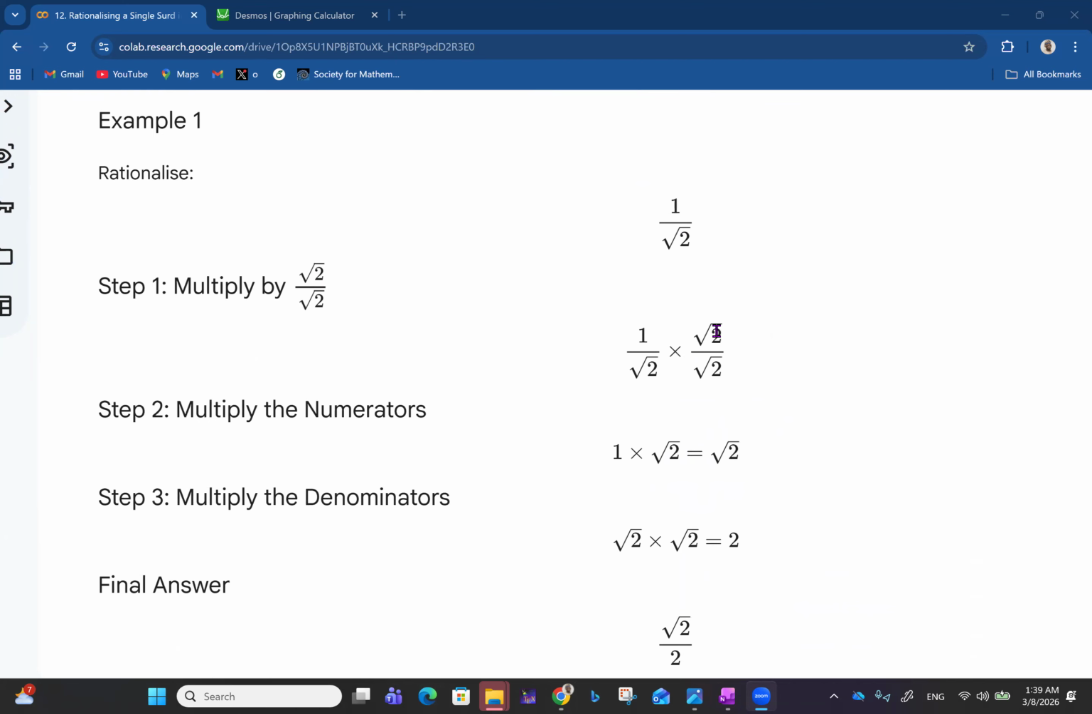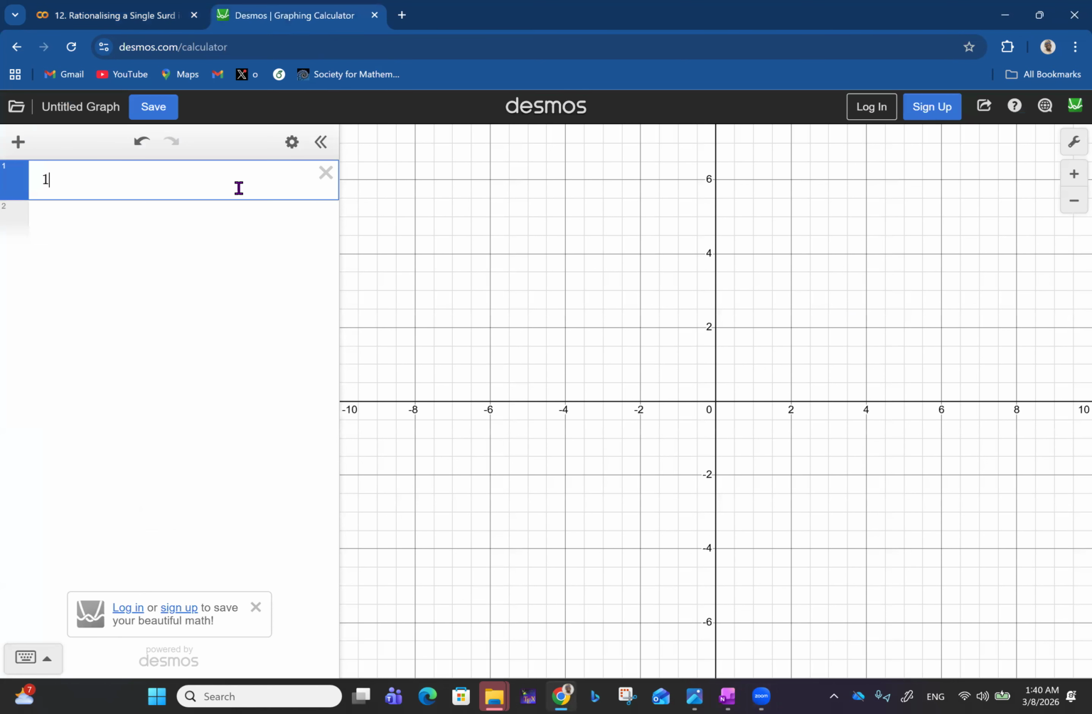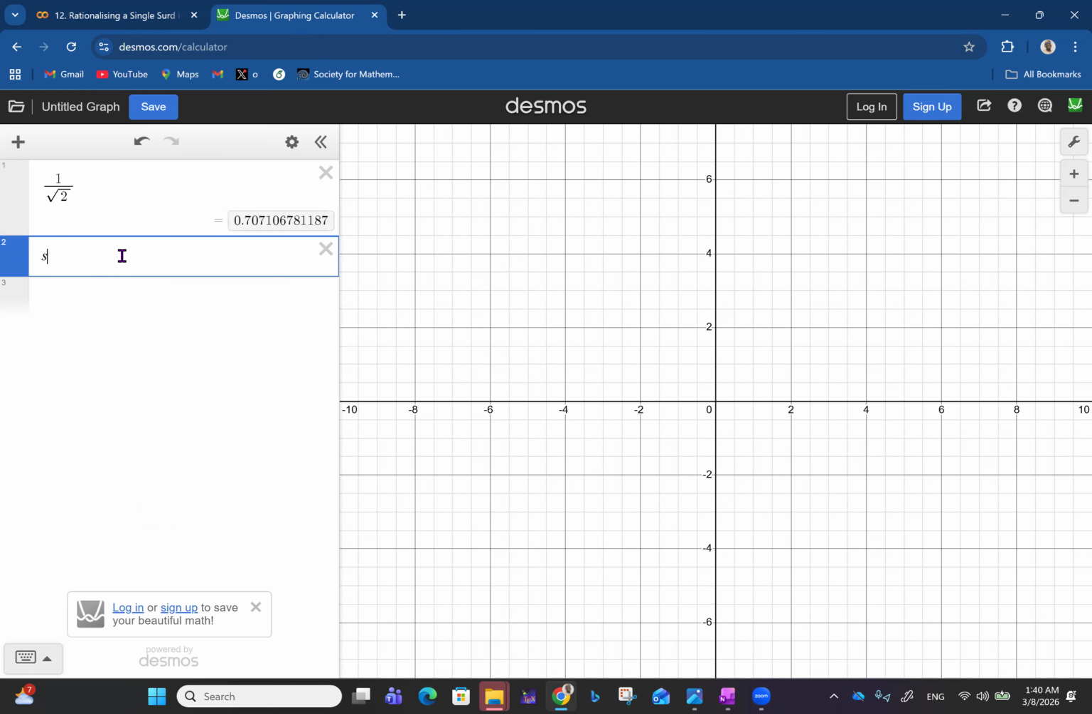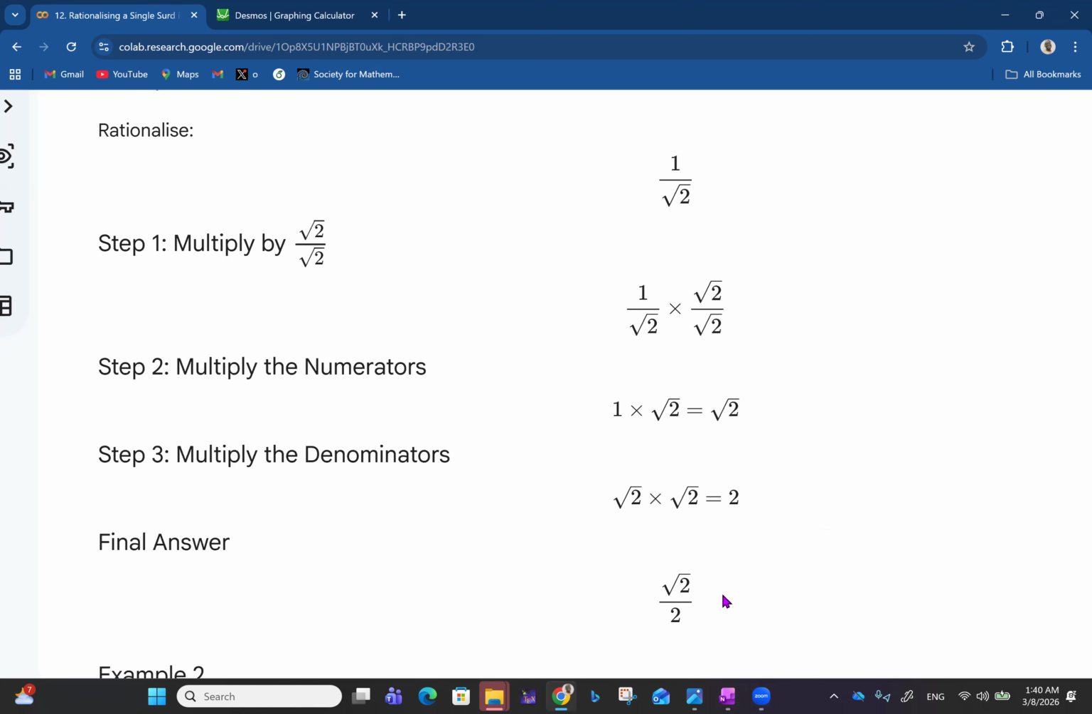Then multiply the numerator. So you have 1 times root 2, that's root 2. Root 2 times root 2, that is 2. So the whole expression is now root 2 over 2. And so you can understand that 1 over root 2 and root 2 over 2 are not different. You want to check 1 divided by square root of 2. That's 0.7071. And then the new thing we have is square root of 2 divided by 2. Exactly the same expression, but rationalizing just makes it prettier.